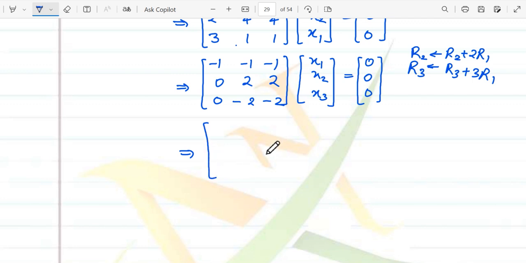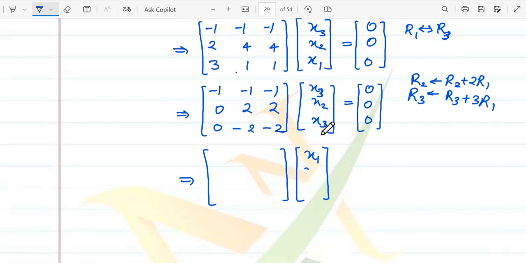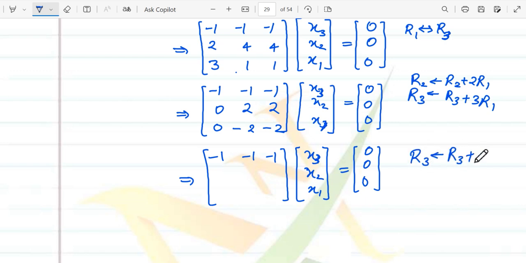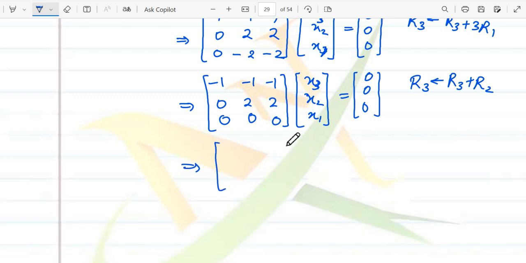This implies ये आपका x3, x2 and x1 is equal to 0 0 0, नेगेटिव नेगेटिव नेगेटिव। अब आप क्या कीजिए, R3 is replaced by R3 plus R2, that is 0 2 2 0 0 0, और एक बार रिडक्शन कर लीजिए, that is -1 -1 -1, 0 1 1, 0 0 and 0.